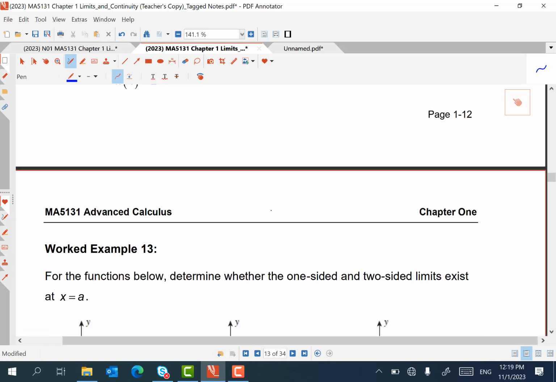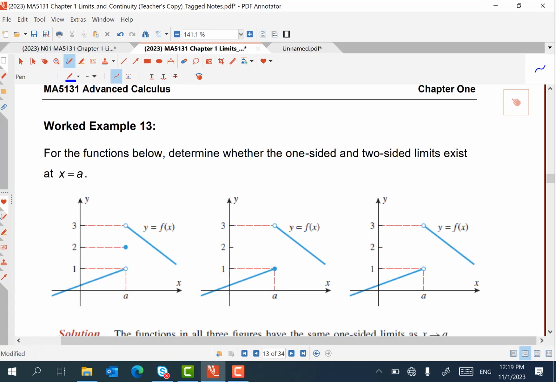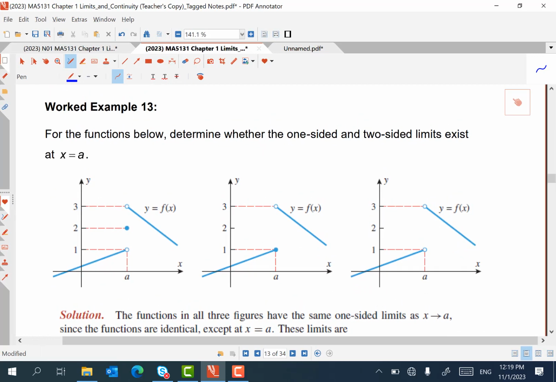Okay, 13. 13 is a word example. In question 13, 3 graphs are given to you, but unfortunately they're named the same, you know. They are named fx, and fx. They're named the same.